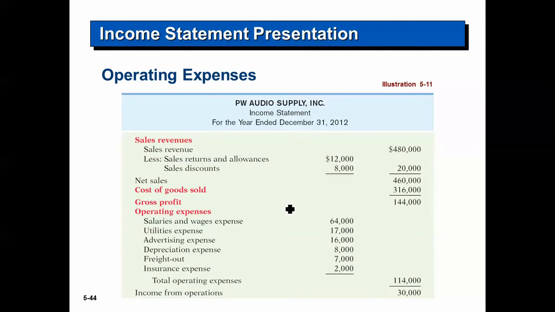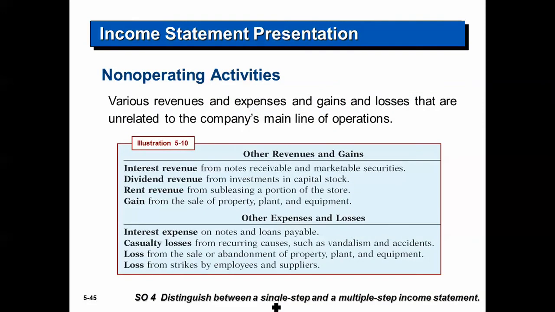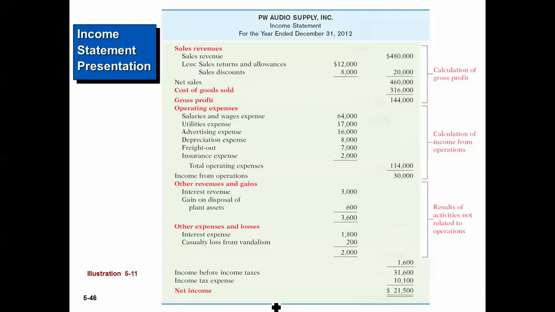Operating expenses are then deducted, which are salaries and wages, utilities, advertising, depreciation, freight out, and insurance, which gives me income from operations of 30,000. Now, sometimes there are other non-operating activities, such as interest revenue, dividend revenue, rent revenue, interest expense, and loss on sale, that had nothing to do with operations. We put those in a separate category, other revenues and other expenses, and then we show the net income, or income before income taxes, and then income taxes. And that's it. Thank you very much.